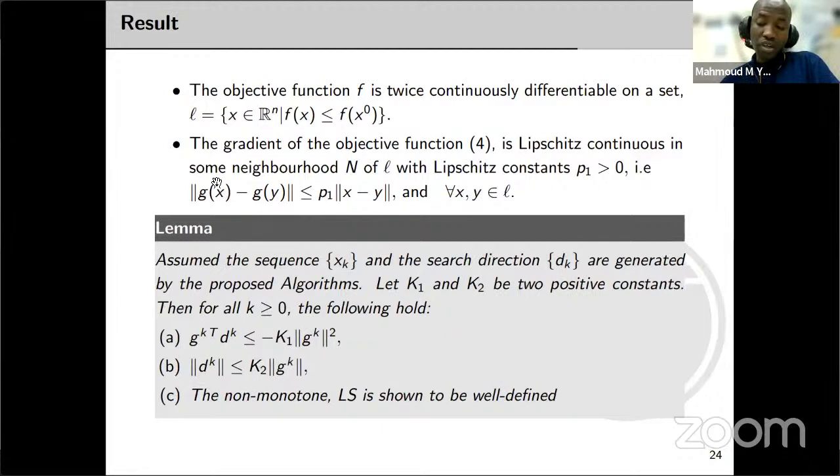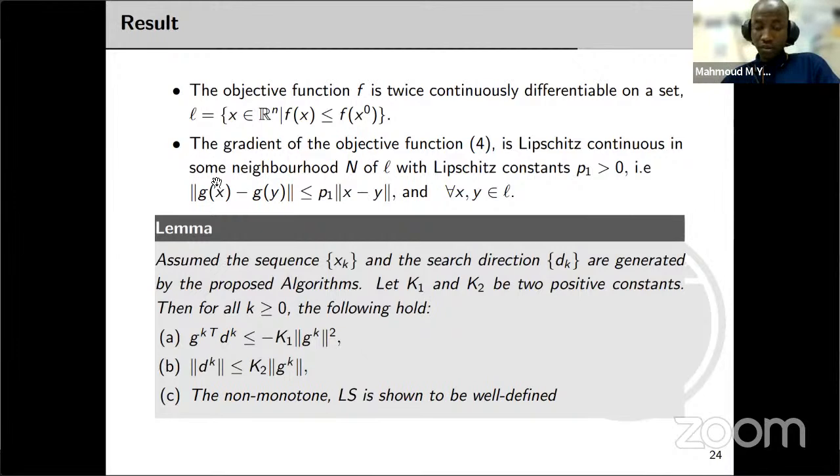In the convergence result, we made some assumptions. The first assumption is that the function, as you mentioned initially, is twice continuously differentiable, and the level set is assumed to be bounded. The second assumption is that the gradient of the objective function is assumed to be Lipschitz continuous, which is simply stated in this form. And there is another result which we haven't mentioned here, the boundedness of the gradient itself, which we can establish from these assumptions.